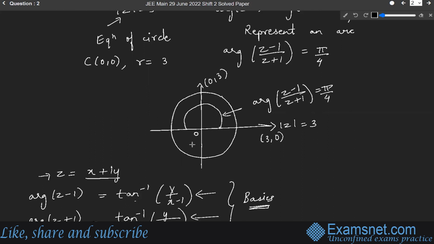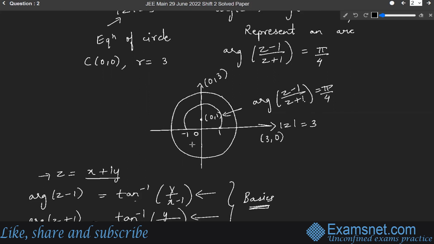Okay, the arc is for the argument of (z minus 1) upon (z plus 1) is equal to pi by 4. So we have the center. Okay, the center will be 0, 1. And what will be its radius? Its radius will be root 2. All right. So these points will be minus 1 and plus 1.